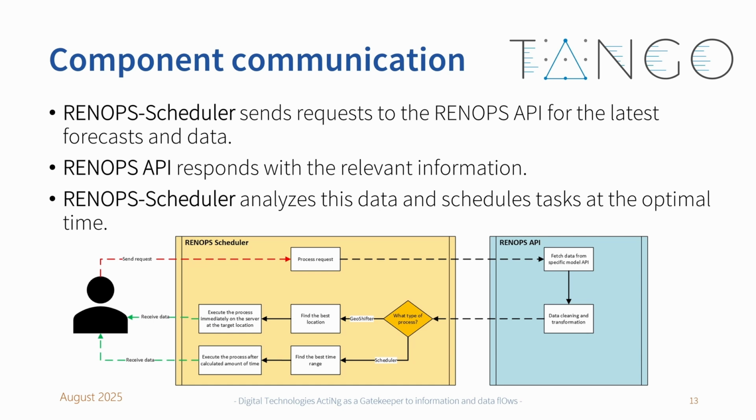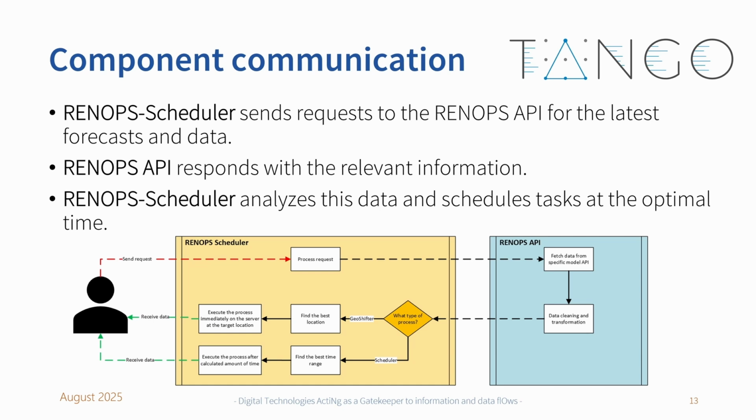The workflow starts when the user defines their preferences, such as minimizing electricity costs, reducing carbon emissions, or maximizing renewable energy use. The RENOPS Scheduler then communicates with the RENOPS API, requesting forecast data for different locations and time periods. The API collects and returns detailed information, including hourly forecasts for renewable potential, prices, and emissions across various regions.